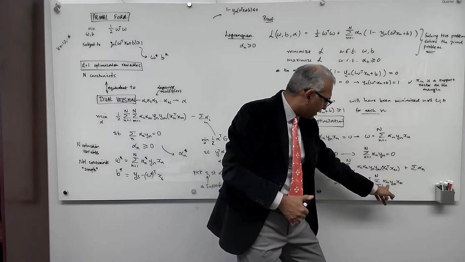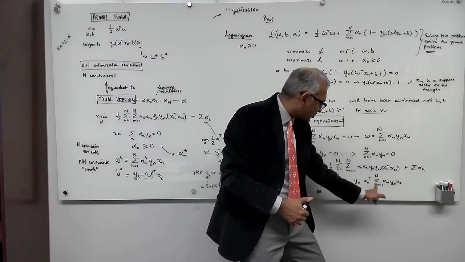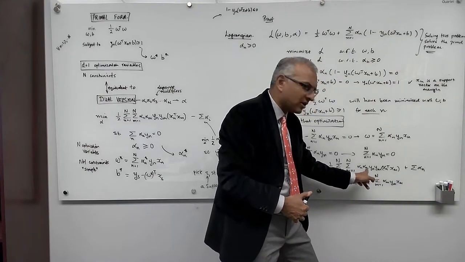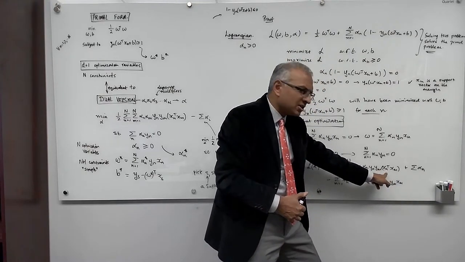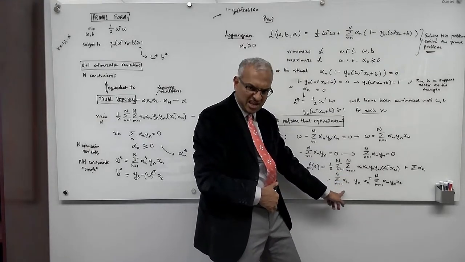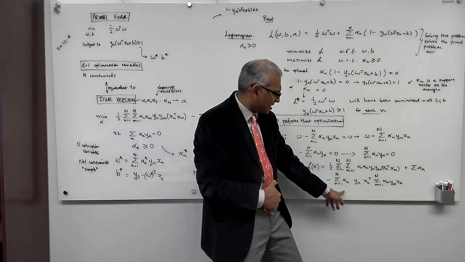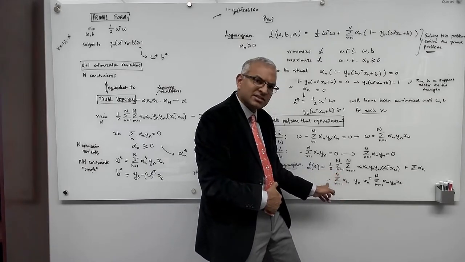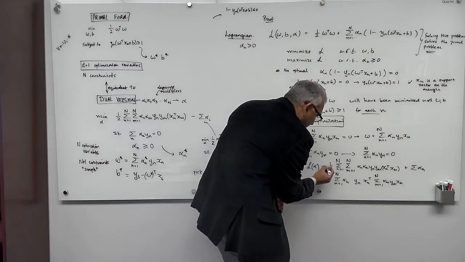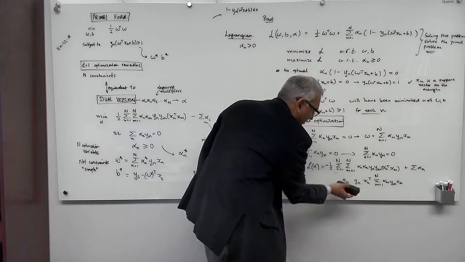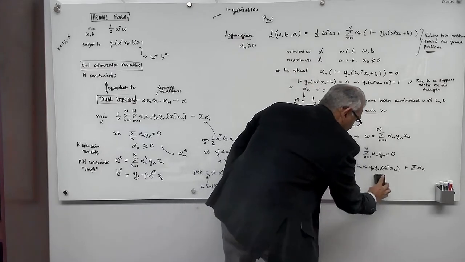alpha n, alpha m, yn, ym, xn transpose xm. We have that same sum above, alpha n, alpha m, yn, ym, xn transpose xm. So this sum and this sum are the same sum. So this is 1/2, this is minus 1. Okay. So 1/2 minus 1 just gives me minus 1/2. And I don't need this term anymore. That combines both of these terms.